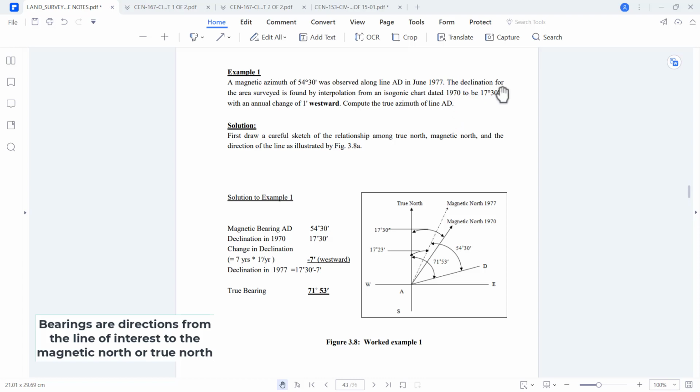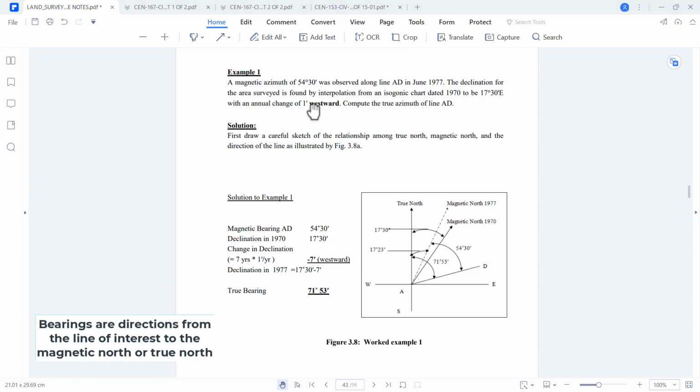He said the declination for the area surveyed is found by interpolation from an isogonic chart dated 1970 to be 17 degrees 30 minutes east with an annual change of 1 minute westward. You have to note something here. We have magnetic declinations. When you check my previous videos, I made some videos about how to compute magnetic declinations.